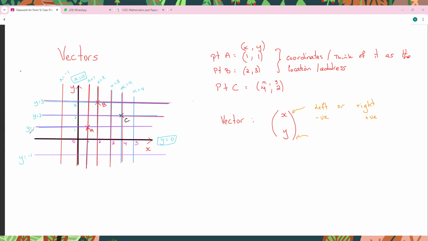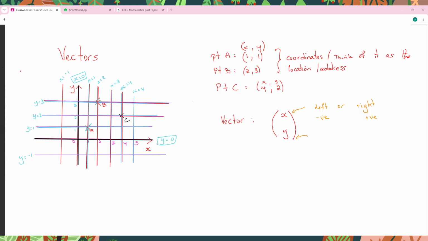Now, in order to read the coordinates of your point, you always want to put the x value or the x coordinate first, and then the y coordinate. And they're separated by a comma in brackets. So for example, the A. You're reading the x first. So x is 1 and y is also 1. So the coordinates of A will be (1, 1).